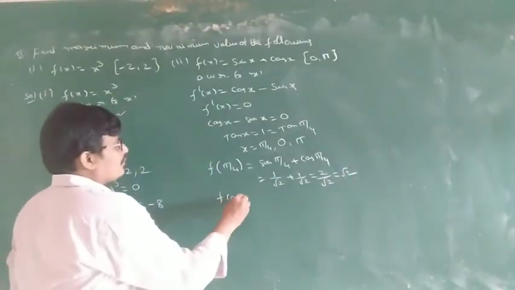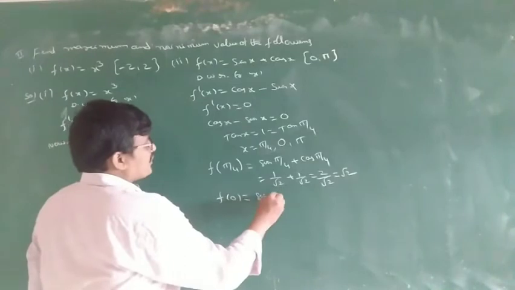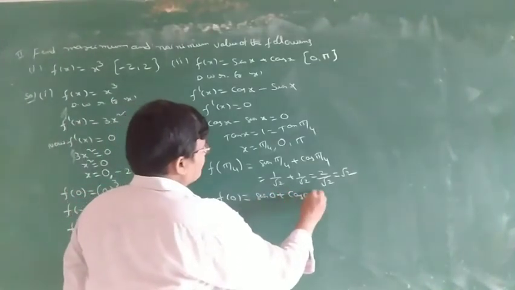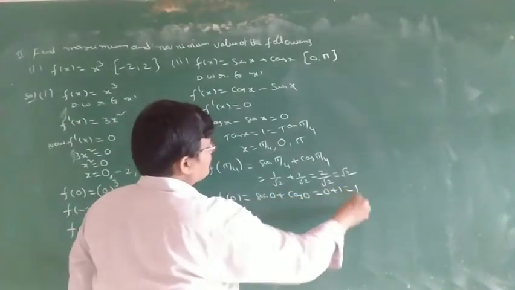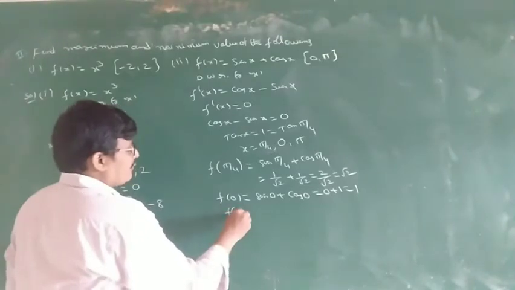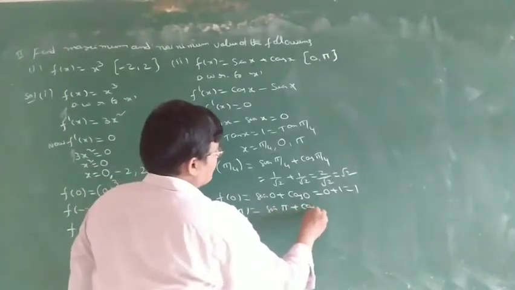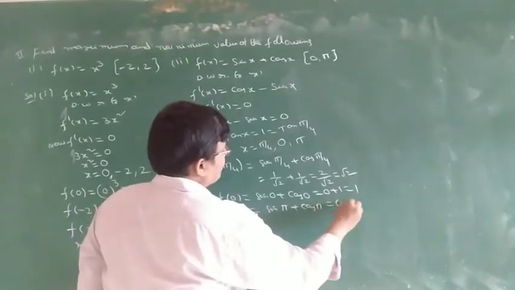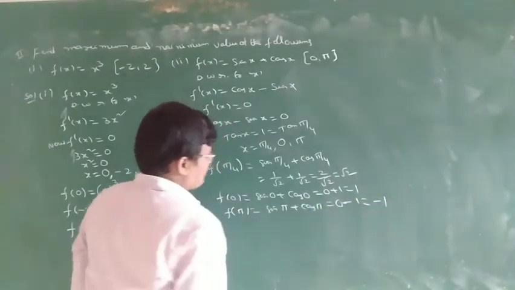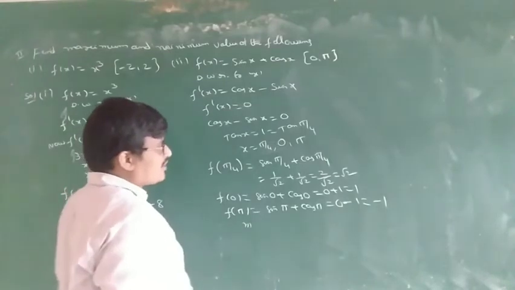F of 0 is equal to sin 0 plus cos 0, so 0 plus 1 is equal to 1. F of pi is sin pi plus cos pi. Sin pi is 0, cos pi is minus 1. So minus 1.